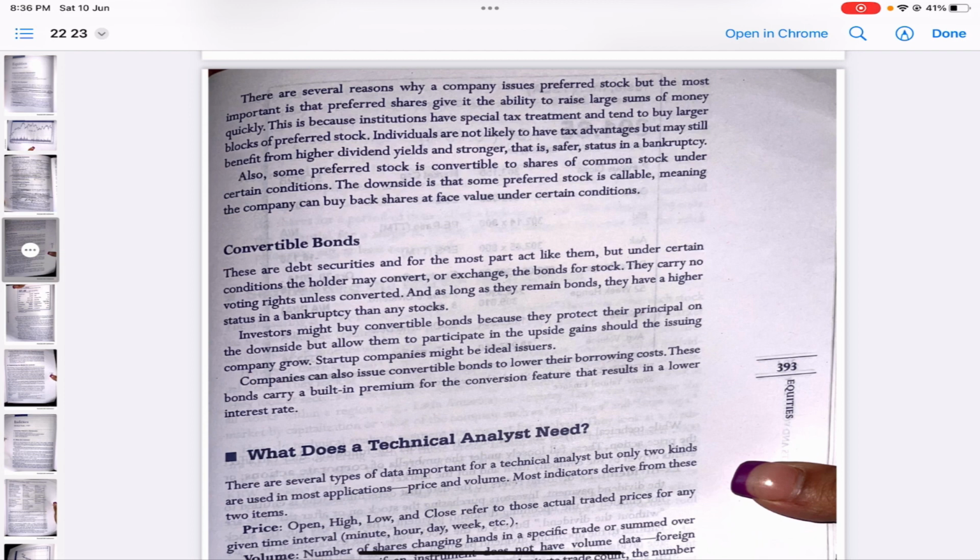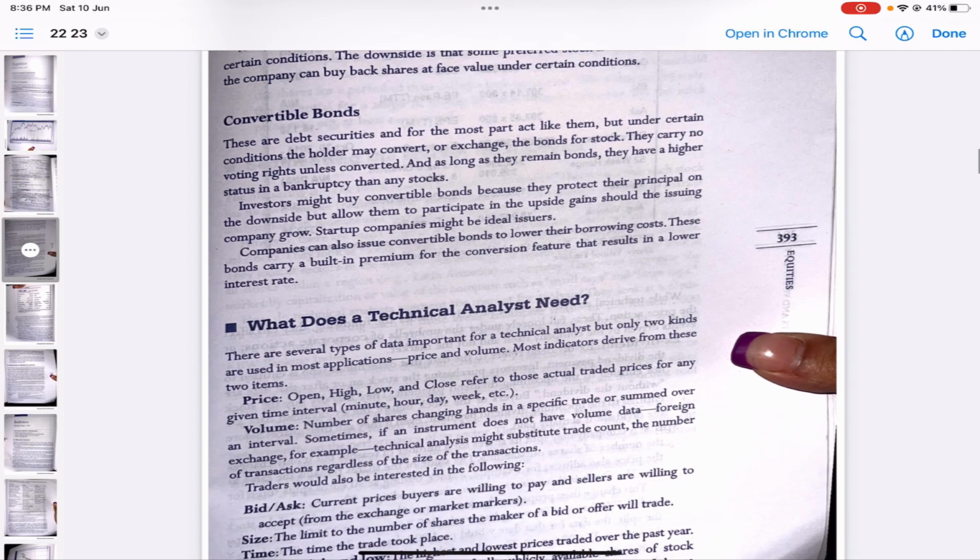Now what is the downside of a preferred stock? The downside is that it is callable, meaning the company can buy back the shares at face value under certain conditions. If there is a situation wherein the company wants to buy back the shares, it has the option to buy back certain shares.